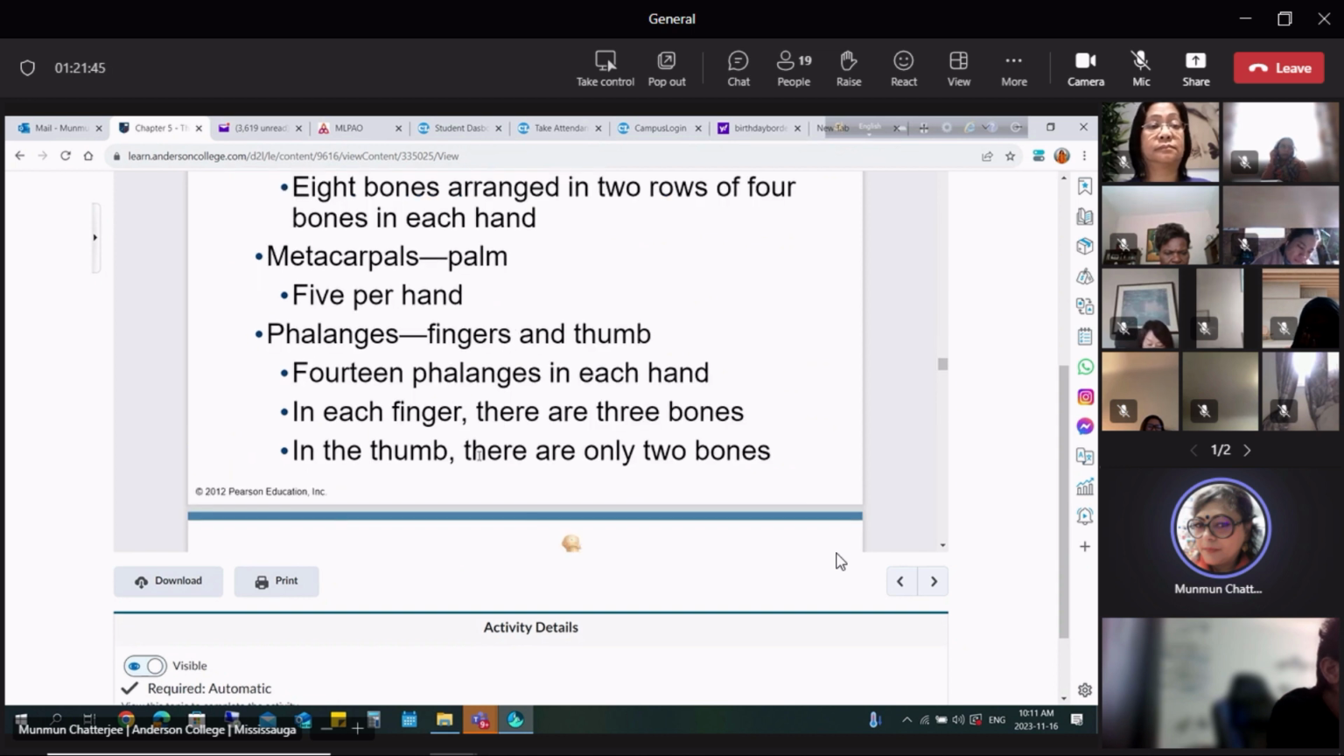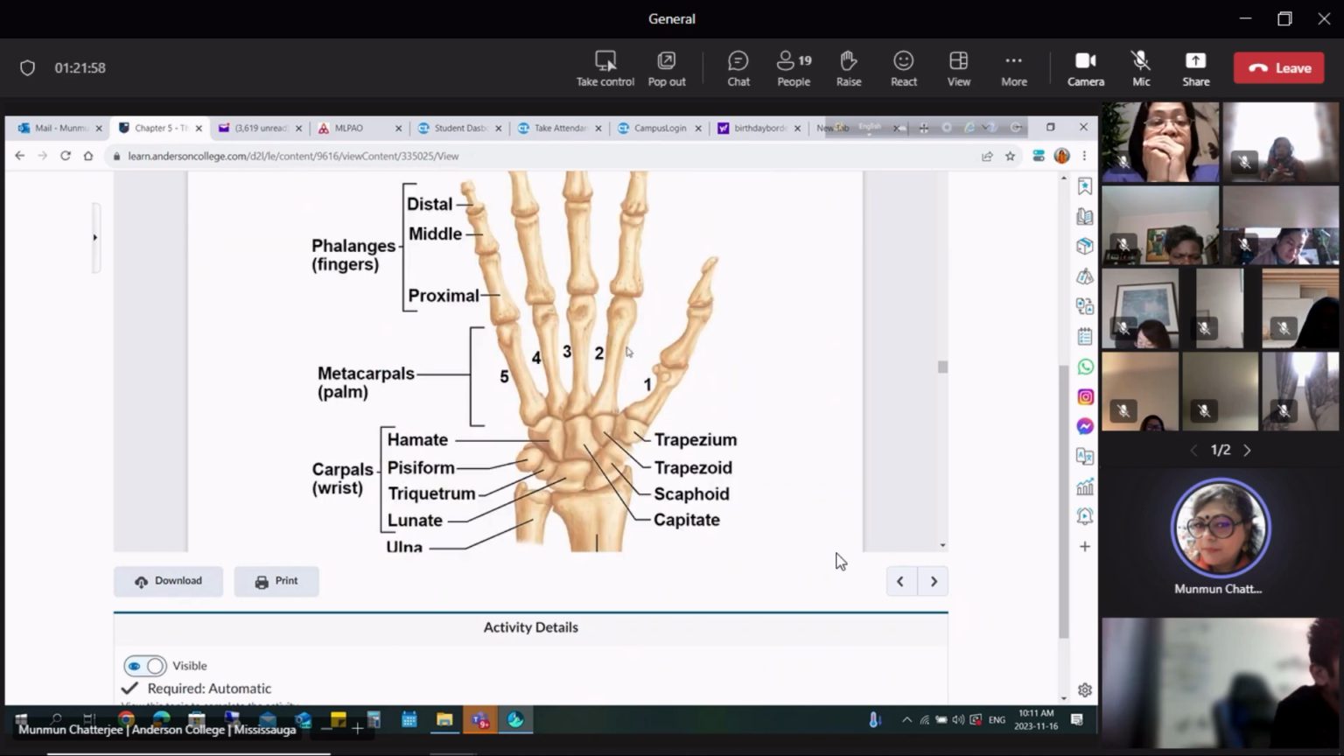You have 14 phalanges in each hand. In each finger there are 3 bones, 1, 2, 3. In the thumb only 2 bones. The thumb is short. You can see the structure, learn it, but it's not important. Only you have to remember phalanges are the finger bones, metacarpals are the palm bones, and carpals are the wrist bones.